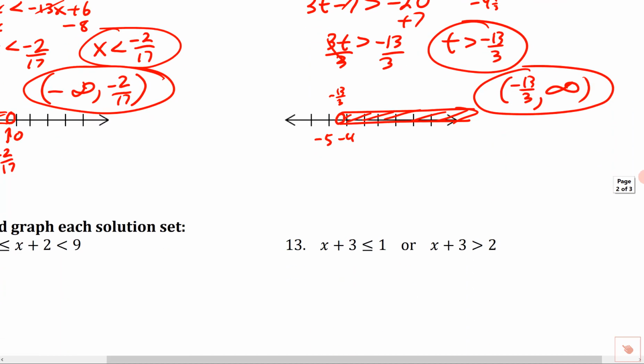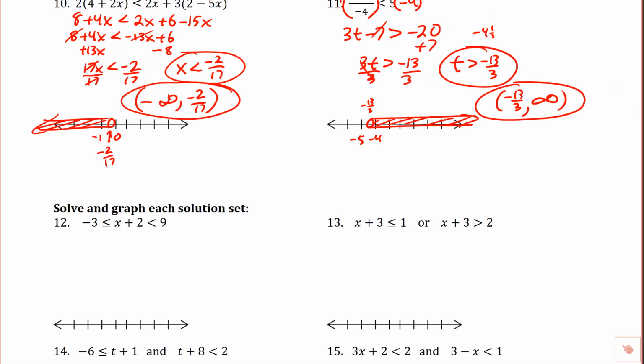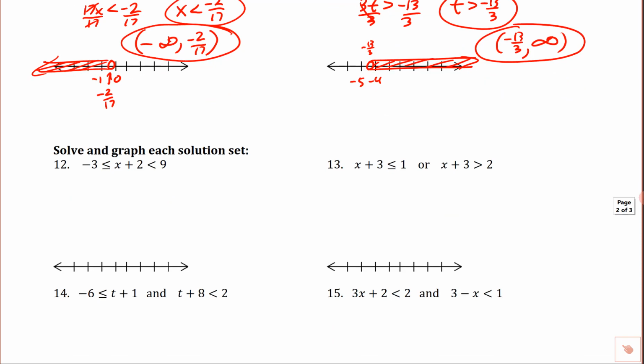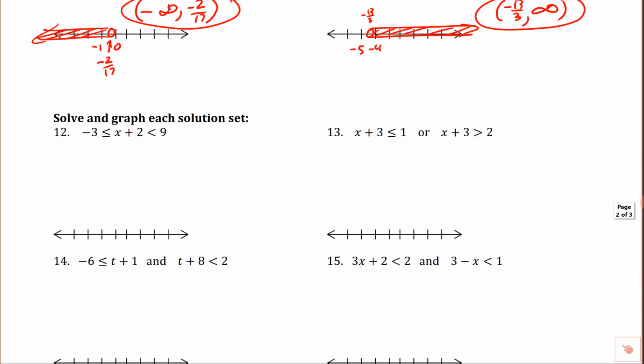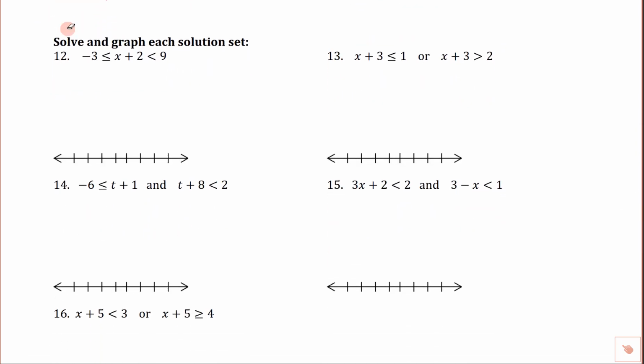All right, let's come down here and take a look at this next portion. This says solve and graph each solution set. So you'll notice that this has 2 inequalities. It's got the word or, some of them have the word and. So these are compound inequalities, so we're going to need to be a little bit careful with these. So remember what those words mean. So and means both, and or means one or the other or both.